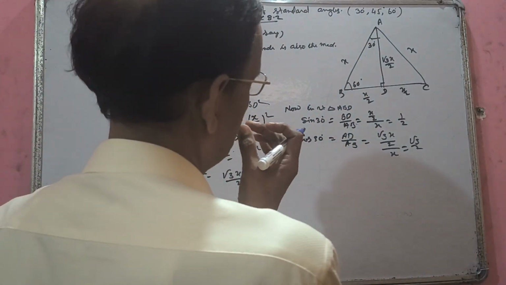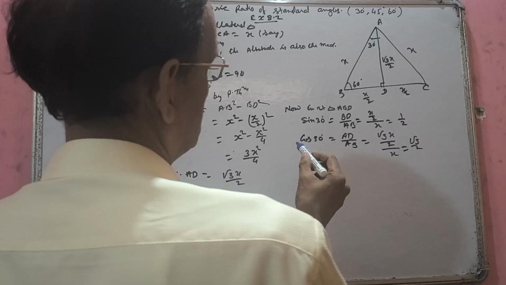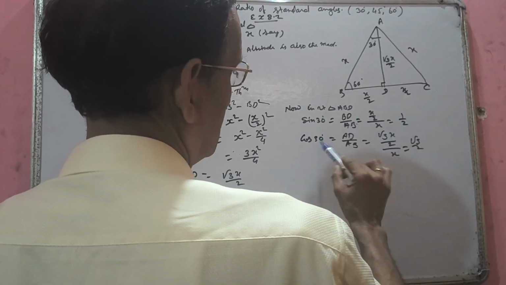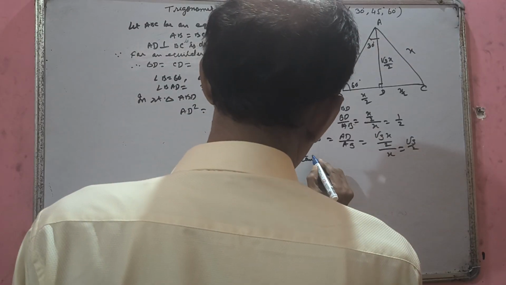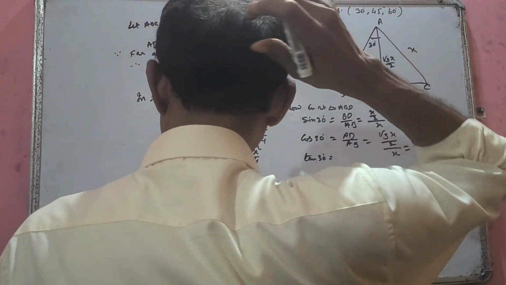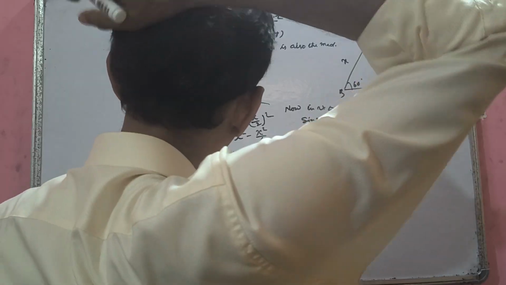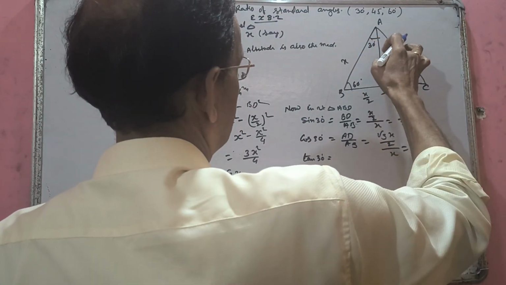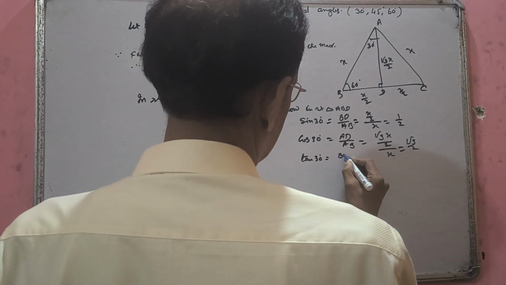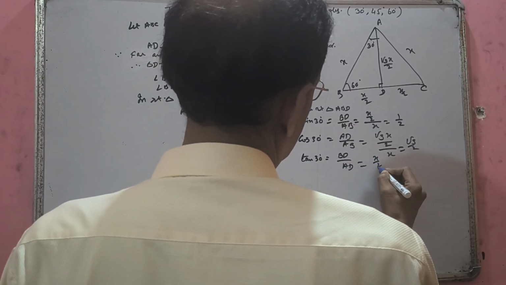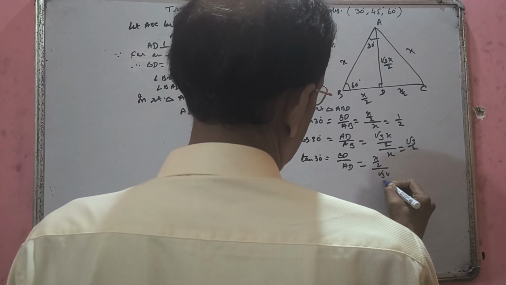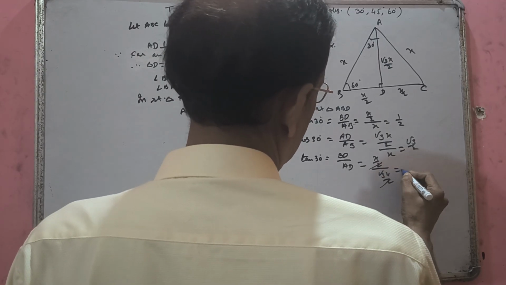I have given you the trigonometric table. From there also you can check it. Sin 30 degree half, cos 30 degree root 3 by 2. Then now you can calculate tan 30 degree. Tan theta formula is P by B, opposite side by adjacent side. So BD by AD. BD is X by 2, AD is root 3X by 2. 2 cancel, how much will we get?